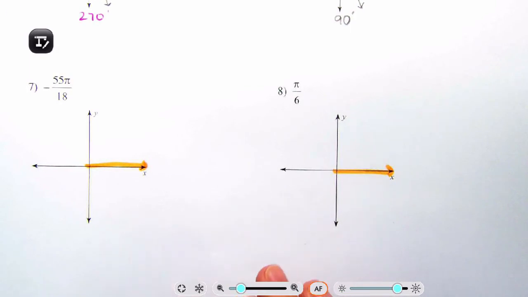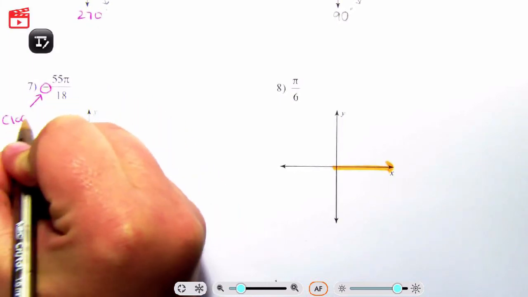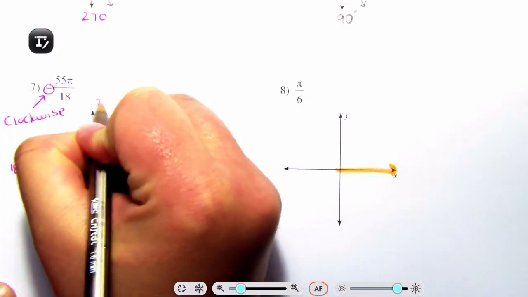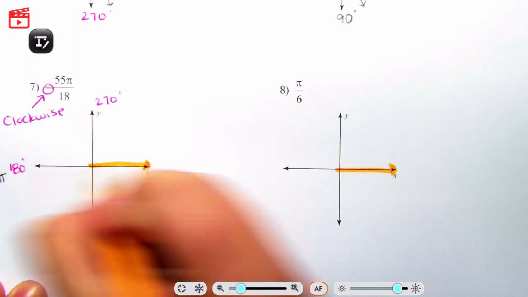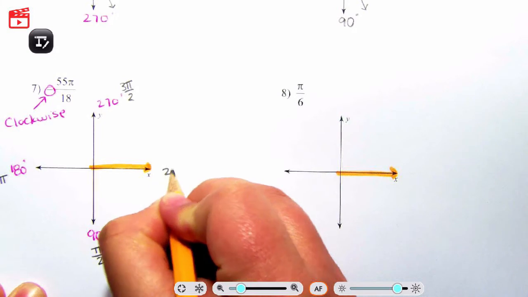Moving on to question number 7, we are now dealing with radians. In my opinion, it's a little bit more confusing with radians, but it doesn't have to be. You can convert to degrees if you would like to, but it works the same way. You're going to split this up. I have negative. This negative means I'm just going clockwise. That means this is your 90, this is your 180, this is your 270 degrees. Since we are dealing with radians, you want to convert that to radians. So this is pi, this is pi halves, this is 3 pi halves, and this is 2 pi or 0.